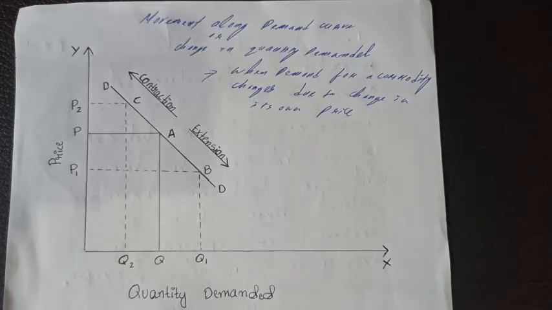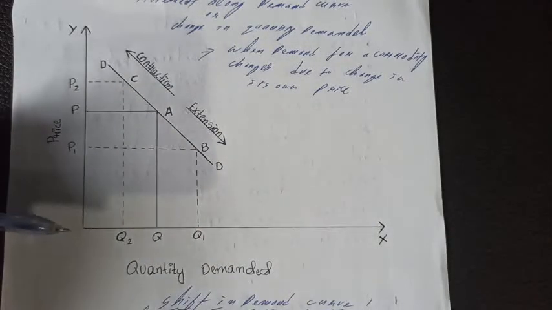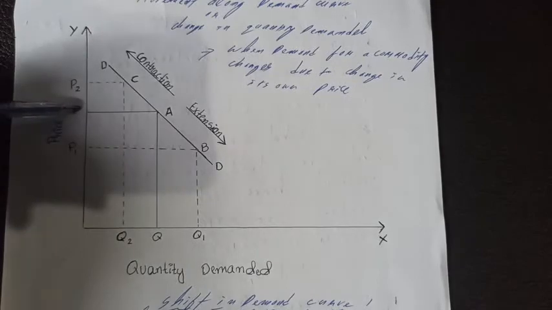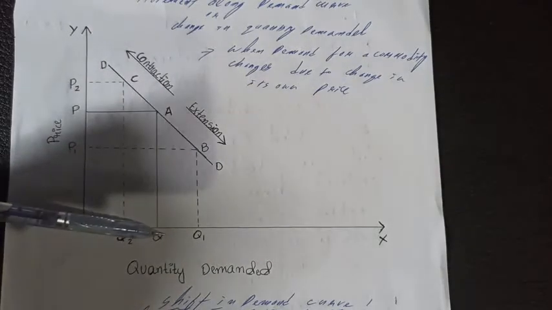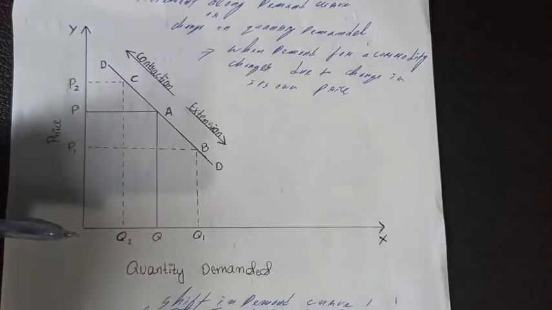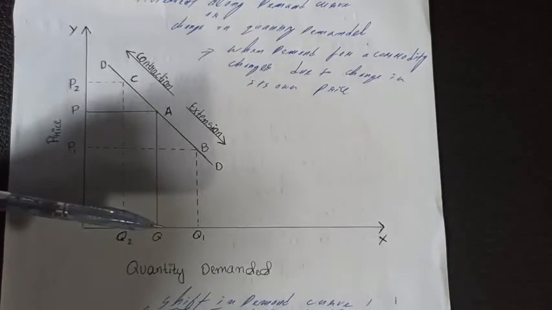In our diagram, price is shown on the y-axis and quantity demanded is shown on the x-axis. This will be O. OP is the original price, and AQ is the original quantity. So when price is at OP, quantity demanded is AQ.